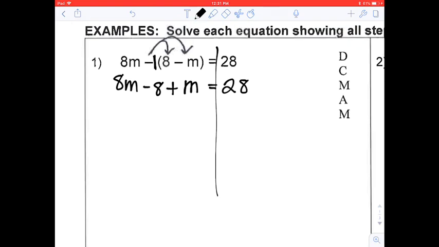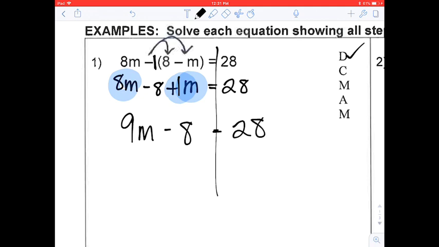Okay, so that is step 1. We distributed. Step 2, do I see any like terms that I can combine? Here I see an 8m and a plus m on the same side of the equal sign. So I need to combine those. 8m plus 1 more m is 9m minus 8, and it equals 28.